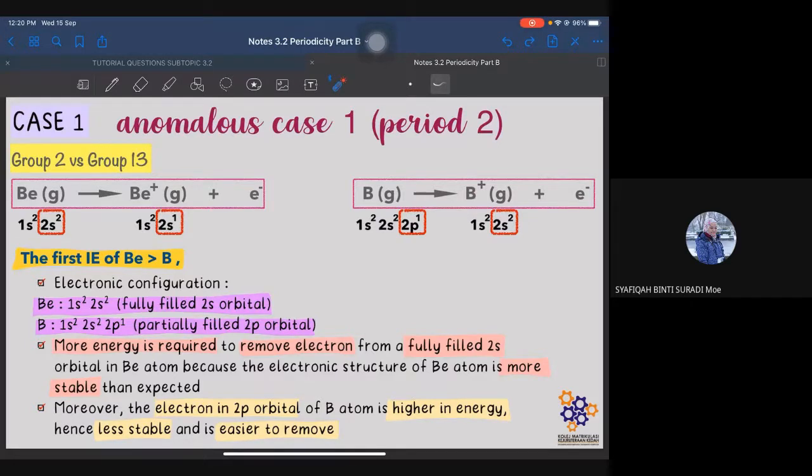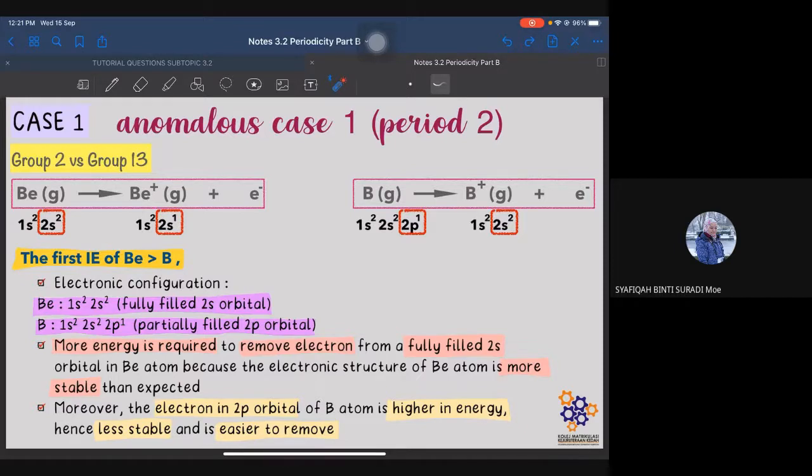Okay, so apa berlaku kalau kita remove the electron from less stable? So kita perlukan less energy lah sebab dia memang dah less stable kan. So easier to remove the electron compared to the fully filled orbital. So kita nak explain, kita explain dulu yang ini. Kita explain yang fully filled 2s orbital. Kenapa Be lagi tinggi? Okay, sebab more energy is required to remove electron from a fully filled 2s orbital in beryllium atom. Kenapa? Because the electronic structure of beryllium atom is more stable than expected. Okay, that's the first point.